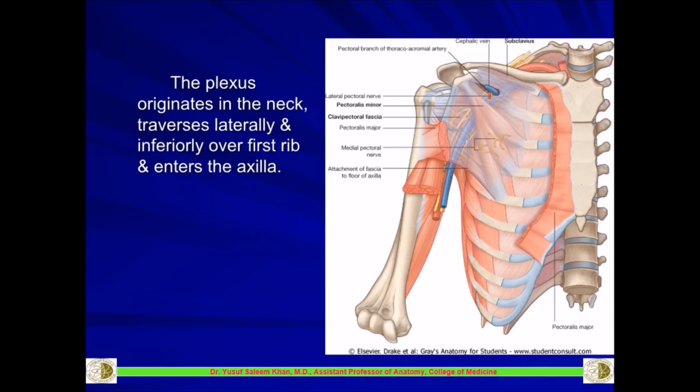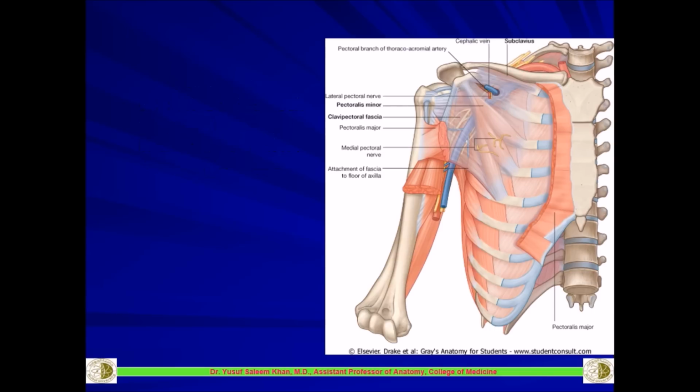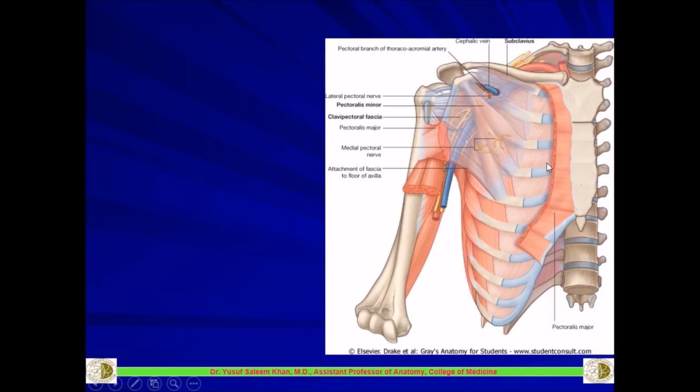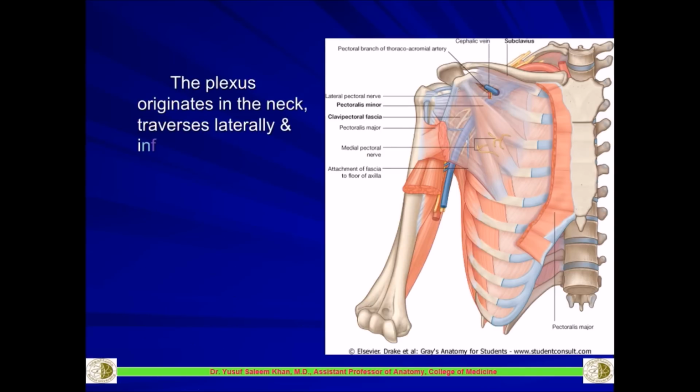This plexus, as you have seen, originates in the neck. You have already seen it is coming from the spinal cord, and here they are coming out into the neck, and they will pass through the axilla. They will traverse laterally and inferiorly over the first rib. Here you can see the first rib, and it enters the axilla.